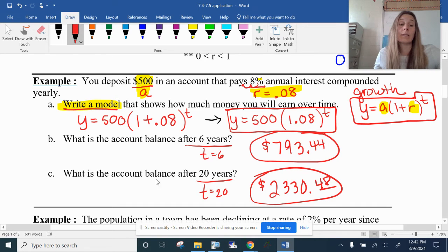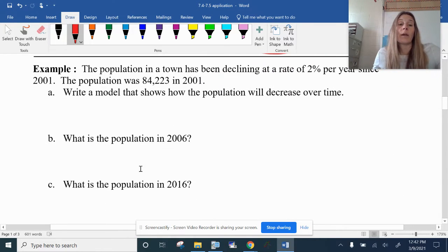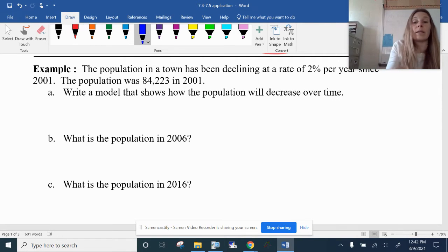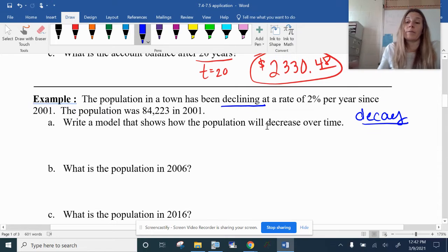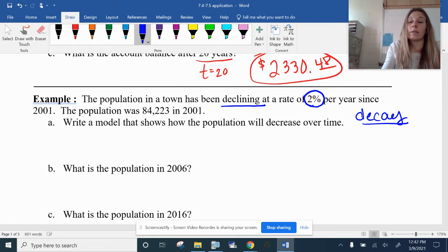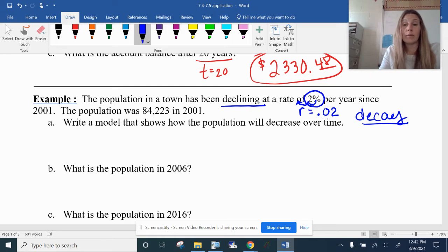Okay, so let's look at the next problem. The population in a town has been declining. So this tells me this is probably going to be a decay problem. The rate of decline is 2% per year. So that means my R is going to be 0.02 because there's no decimal. So I'm taking my percent, moving it over 2 spots, filling in that 0. And the population started out as 84,223. So that's my A value.